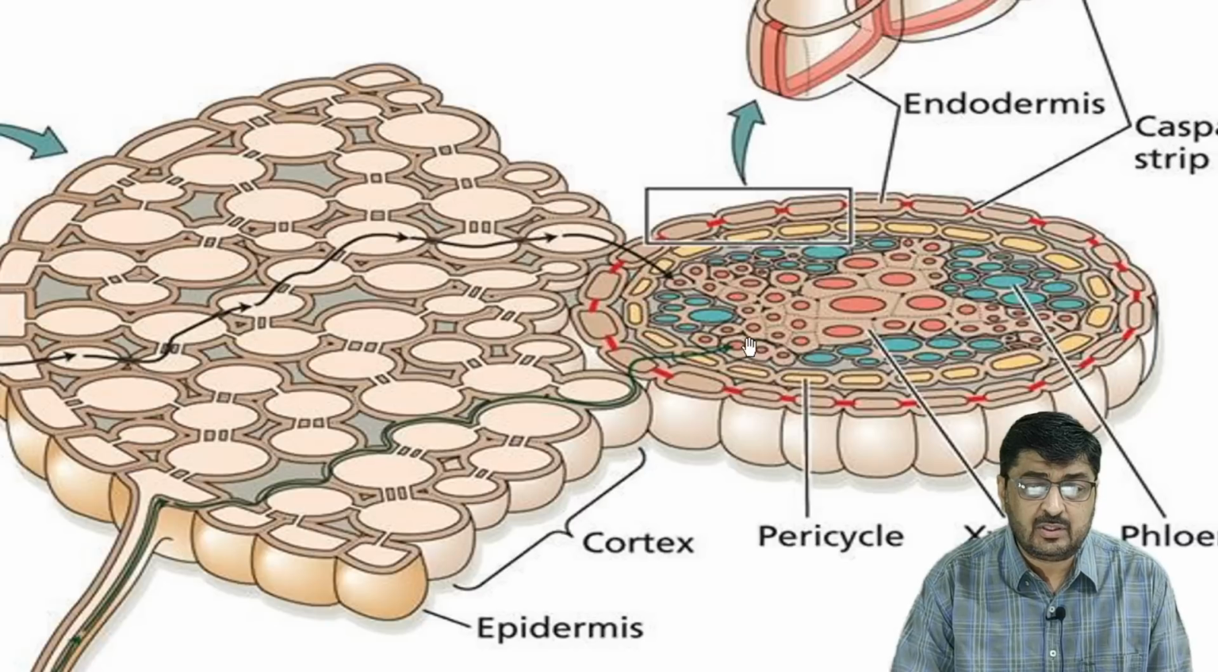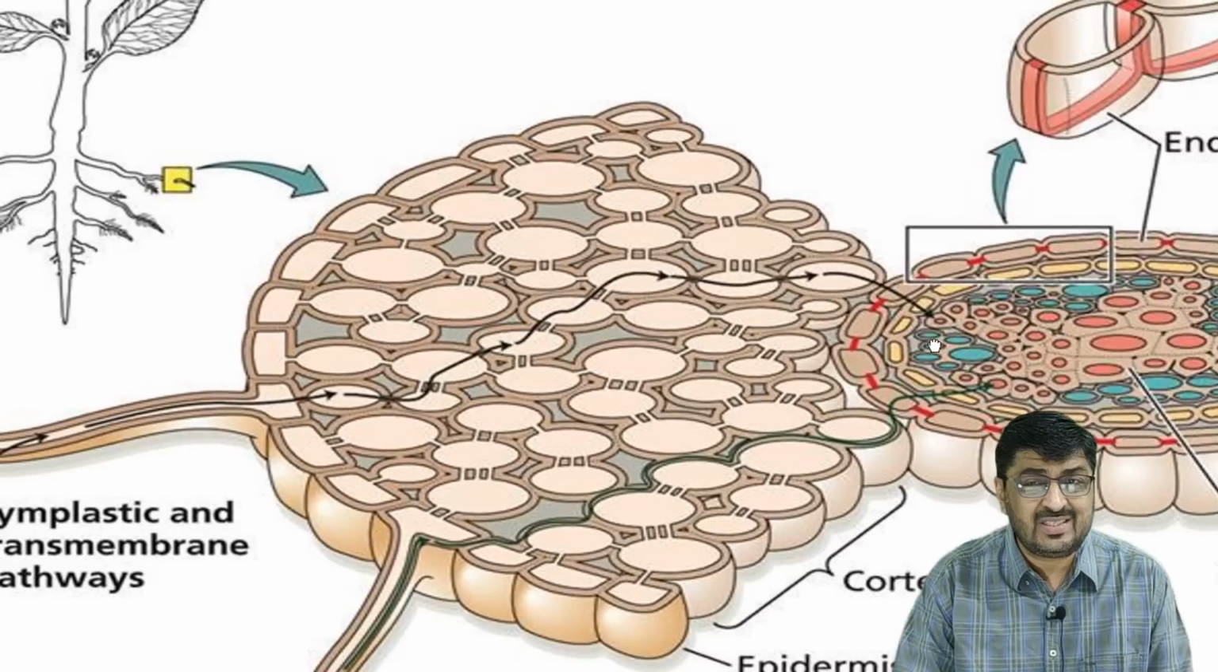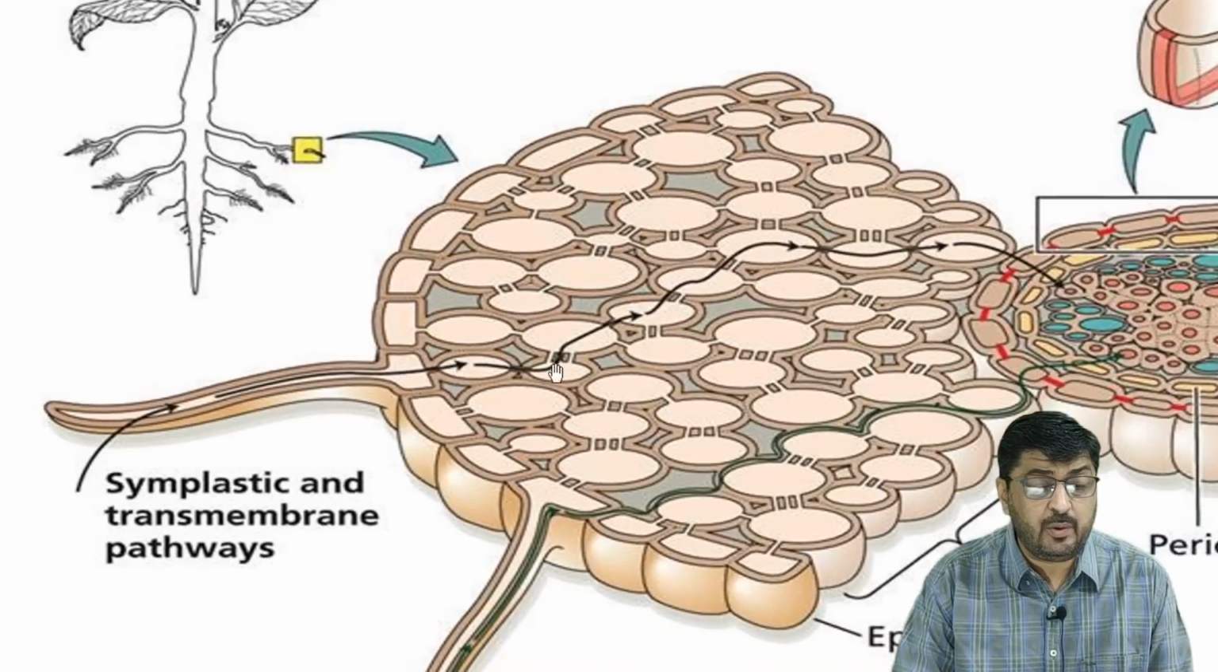ये बीच में red ones if you see, and then the blue ones. This is xylem, this is phloem. So ultimately the water has to reach the xylem. So see how it is following. The water taken up by the root hair, epidermis से गया cortex के cell में.